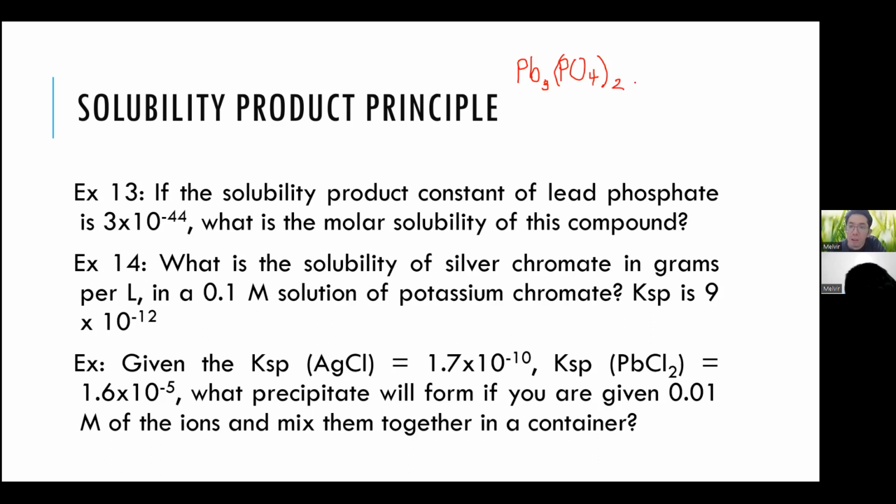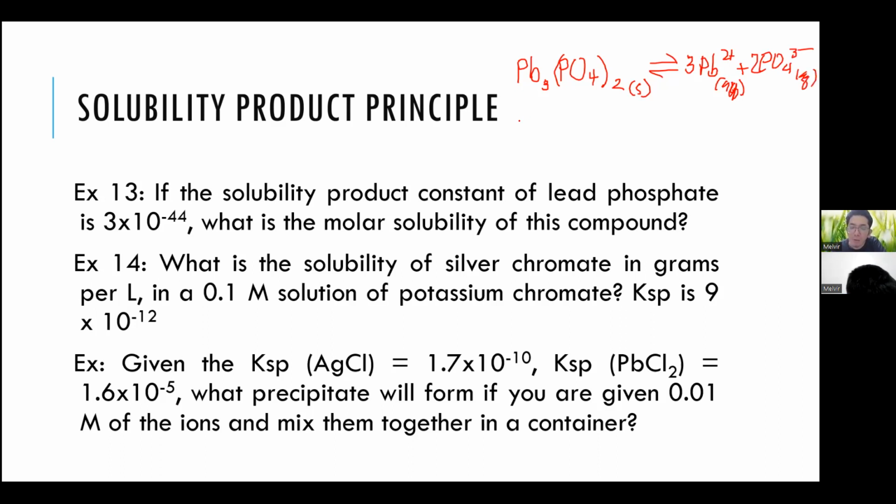So, this is slightly soluble. How many lead ions will form, Josh? 3. Okay, because that will be our problem later in the aqueous phase. And then 2 phosphate ions.